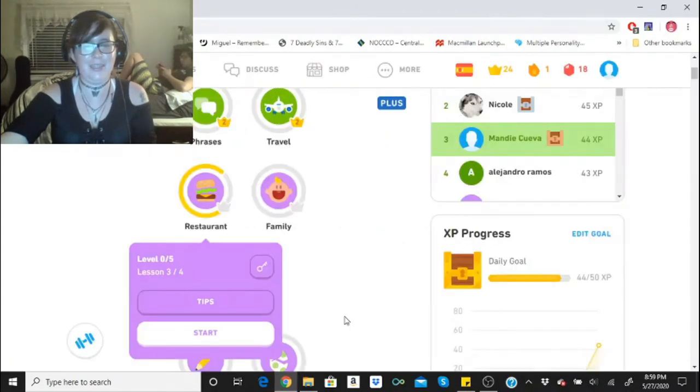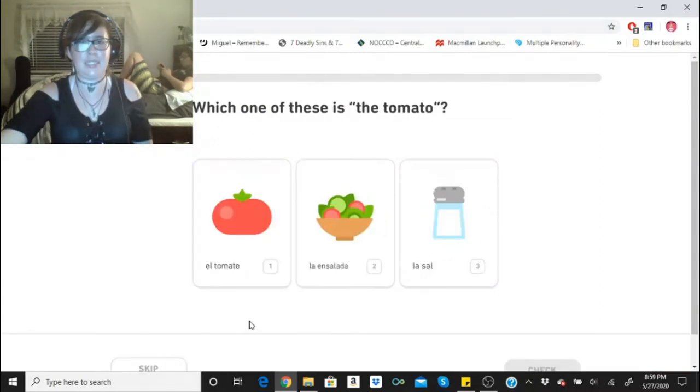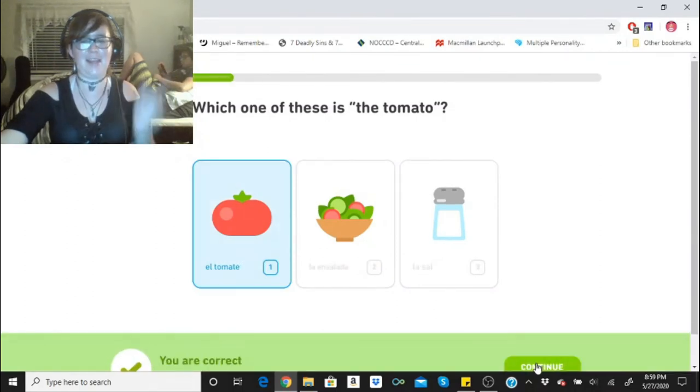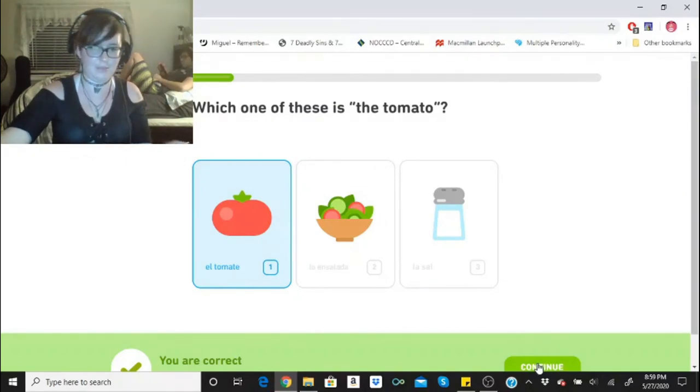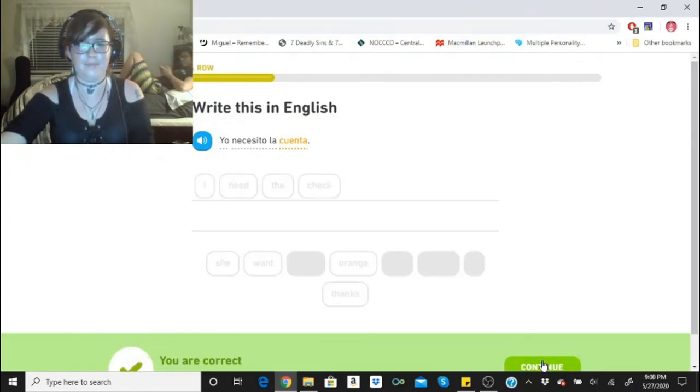All right, last one, and we will be done. Which one of these is the salt? La sal. Which one of these is the tomato? El tomate. Fun fact, that is my favorite vegetable, fruit, food, thing. Yo necesito la cuenta. I need the check. Yes.